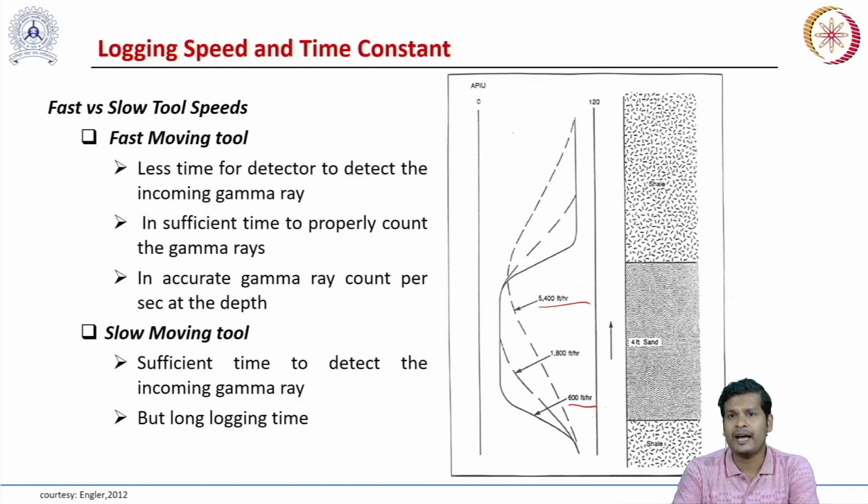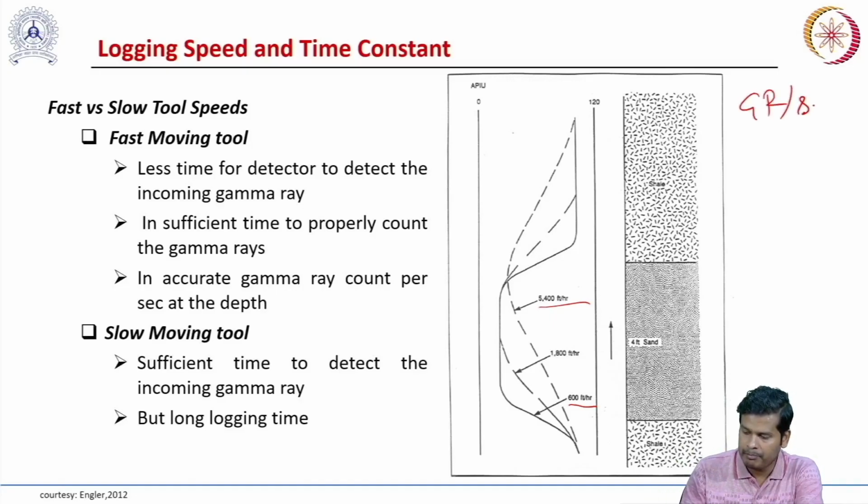As I mentioned, the number of gamma rays coming from the formation may vary a little bit from time to time. So if my tool velocity is very fast, what will happen is that I am giving less time to the tool to investigate the formation. So what is my objective? My objective is to get the gamma ray count per second.